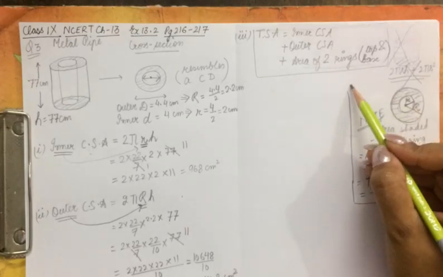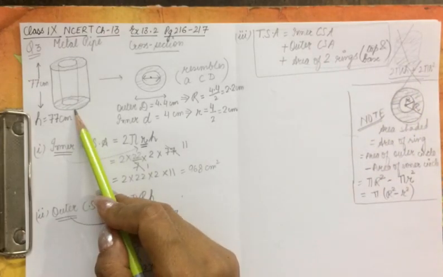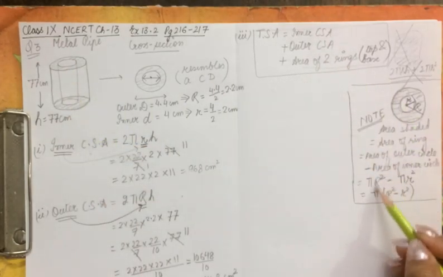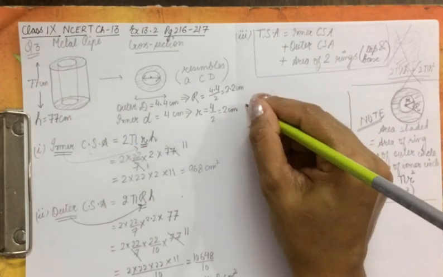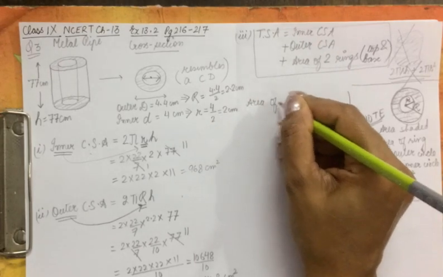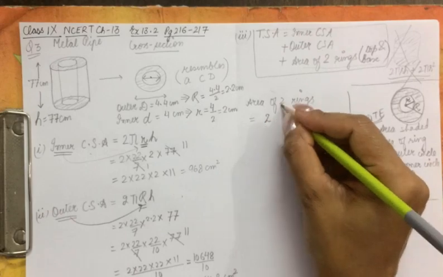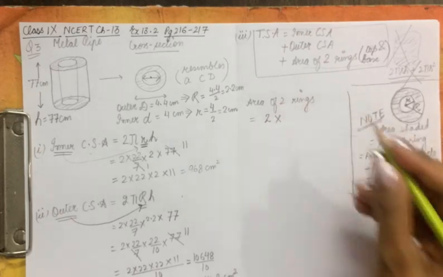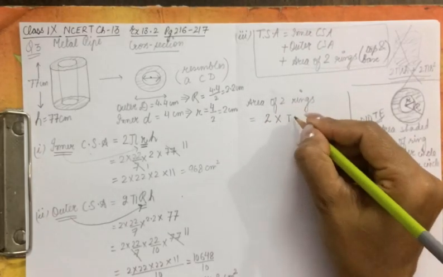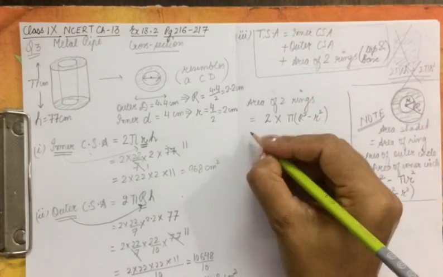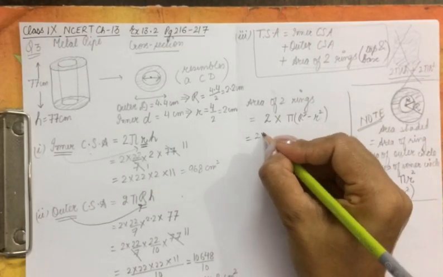And since in this particular cylindrical pipe we have two rings formed, I'll be multiplying this area with 2. So let's find out the area of two rings. This will be given by 2, because there are two rings, multiplied by pi in the brackets, R square minus r square. Let's evaluate by using the values.